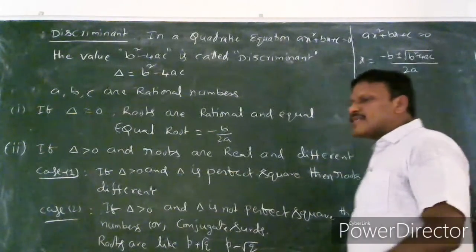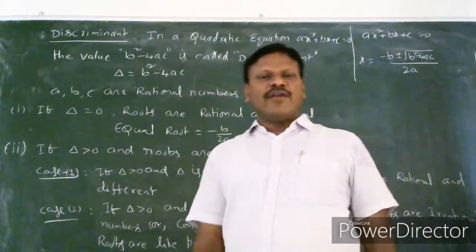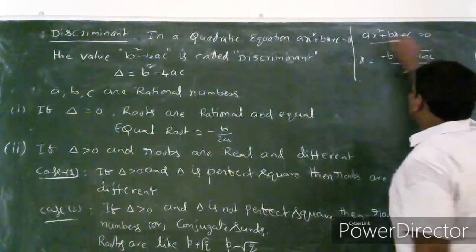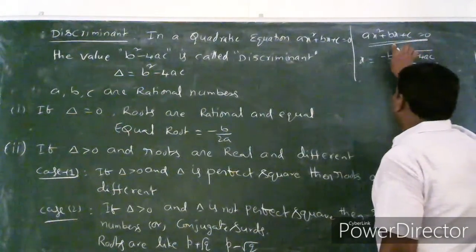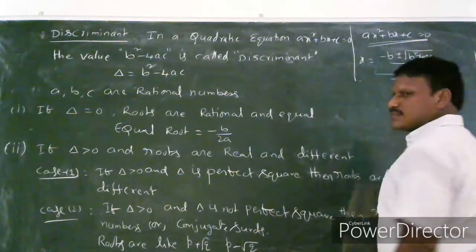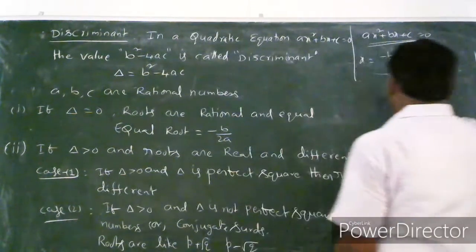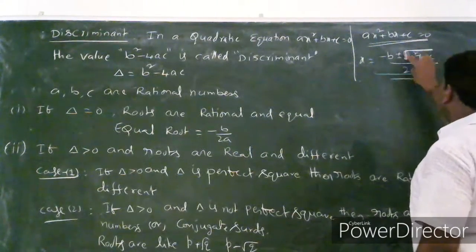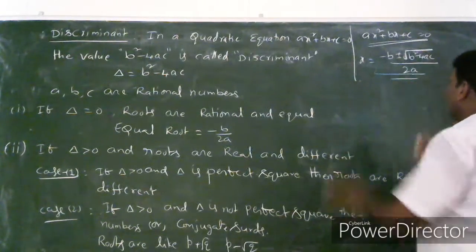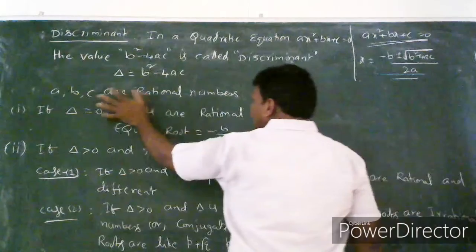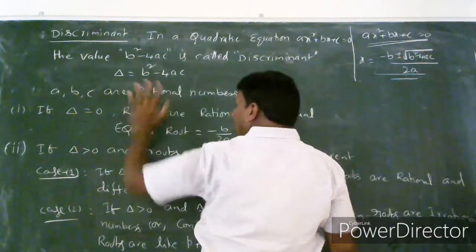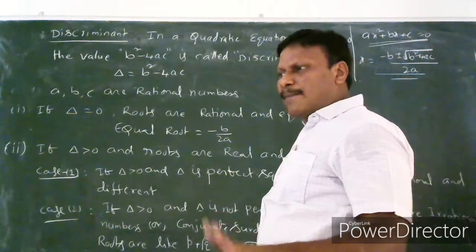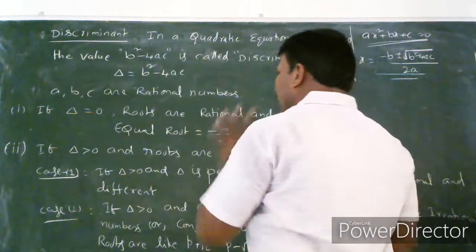Now we discuss the discriminant of the quadratic equation. What is the meaning of discriminant? Actually, ax square plus bx plus c is equal to 0 is a quadratic equation, and the roots are x is equal to minus b plus or minus root of b square minus 4ac divided by 2a. Here a, b, c are rational. Actually, in the quadratic equation definition, we take a, b, c as complex numbers, but in this case, we take a, b, c as rational.